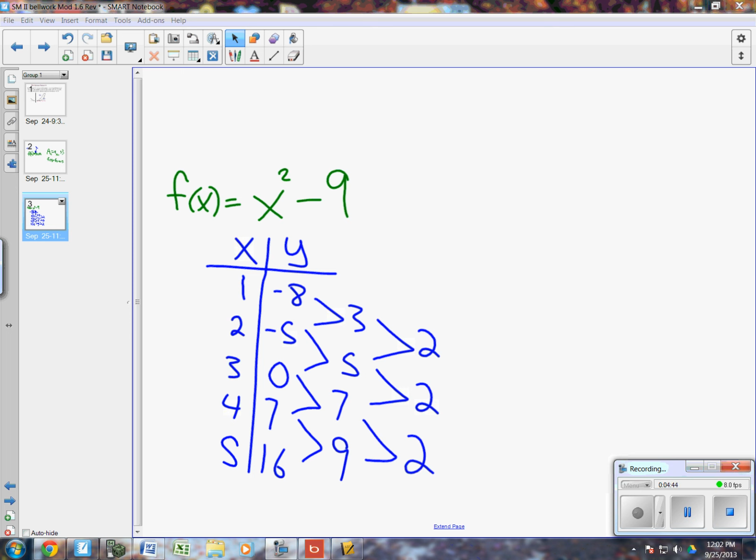Oh, wait, there was our answer for that one. I thought I turned this back on. I got to turn this back on. Okay, we know that that's going to be 2n because the second set of differences is 2.